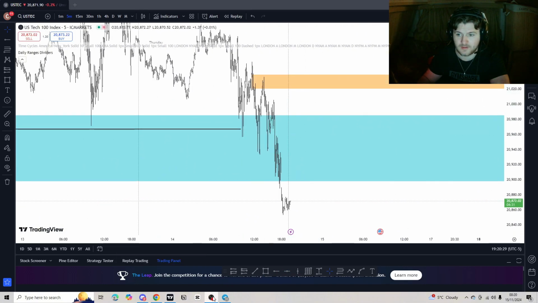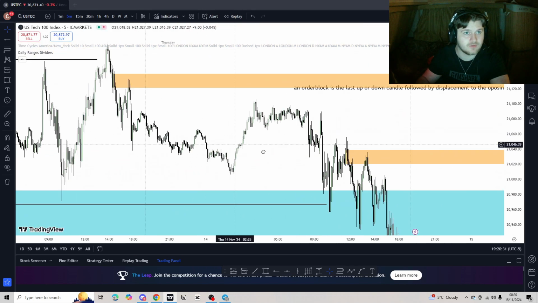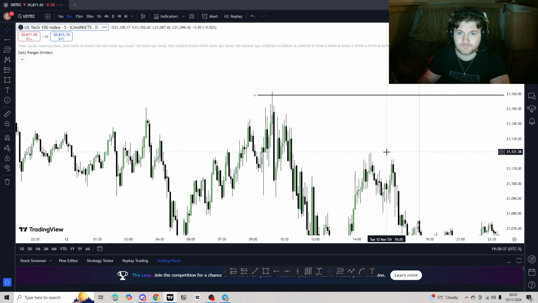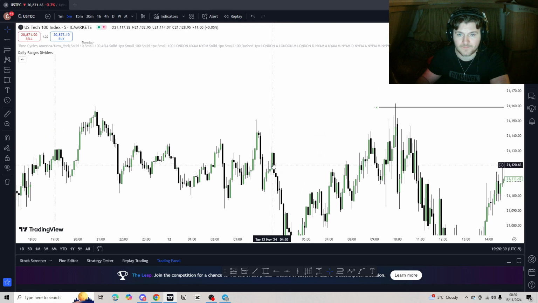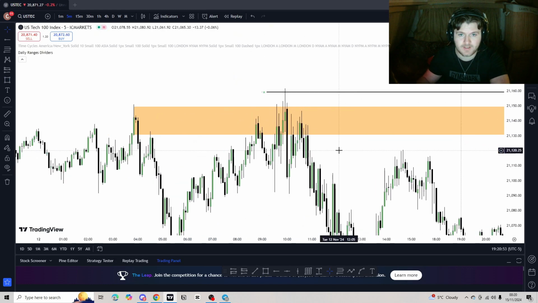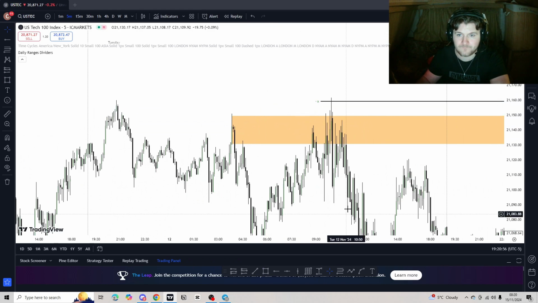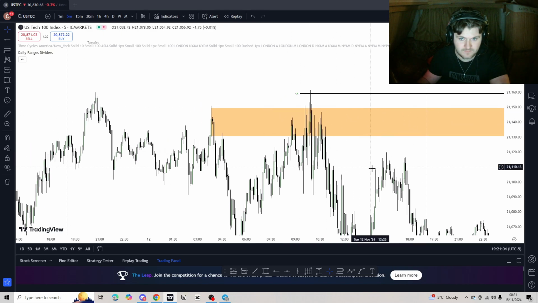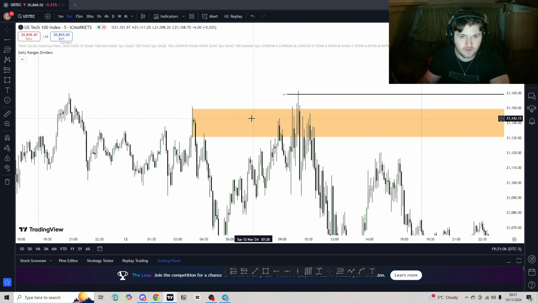So it's pretty simple, it's pretty easy. I'll do a few more. They're not that hard to spot. This one wick to wick. As you can see, we come into this order block, we wick above, but we do not close above. So this is supporting this order block.